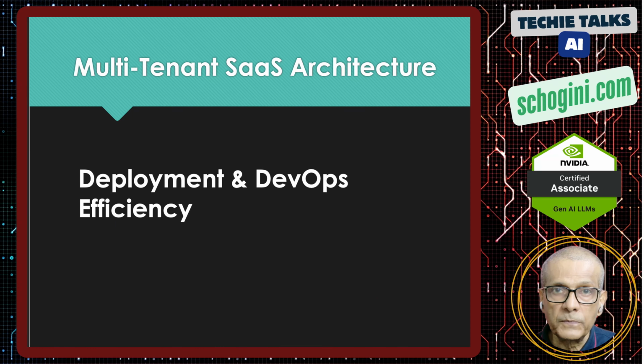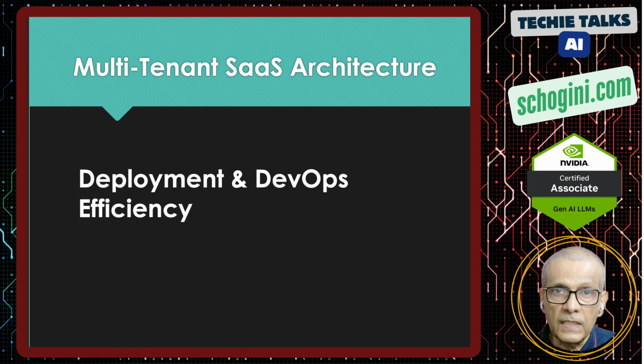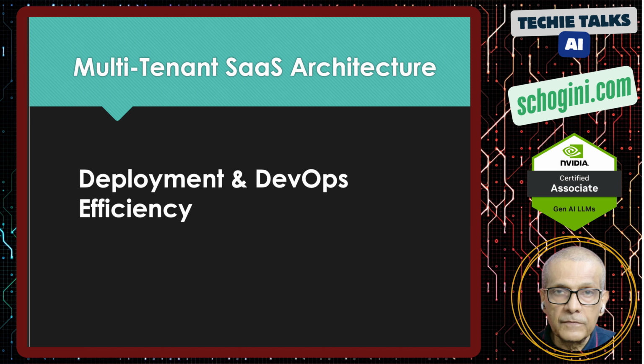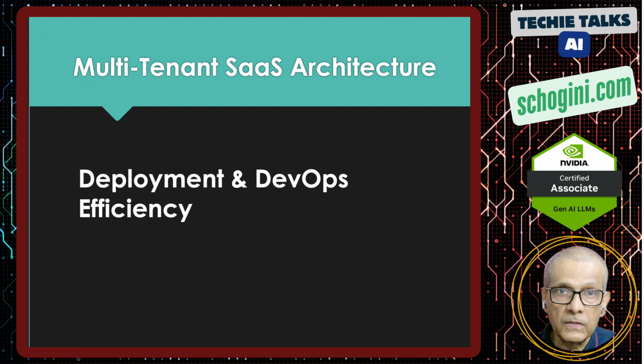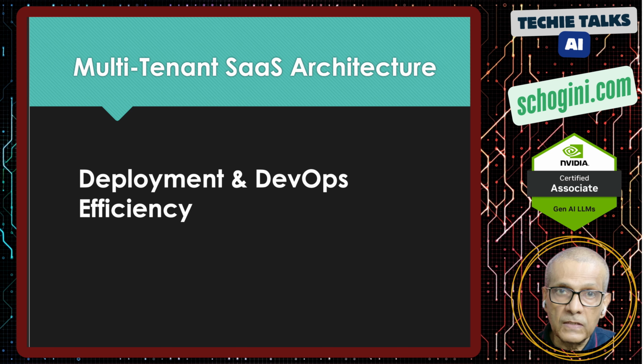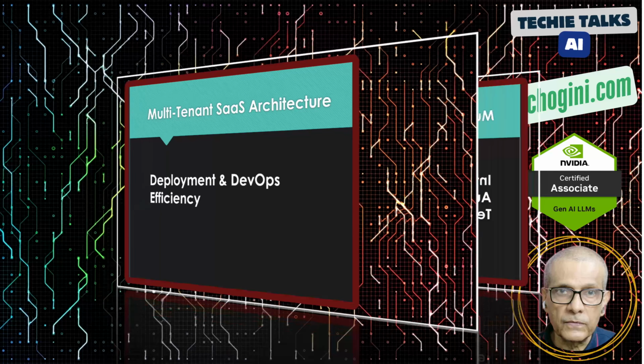Deployment and DevOps efficiency. Implement CI/CD pipelines. I am a GitLab certified CI/CD trainer. Implement CI/CD pipelines for testing and automating rollouts. Adopt Kubernetes for scaling, rolling updates, and zero downtime deployments. With container orchestration, your SaaS becomes cloud resilient and future-proof.